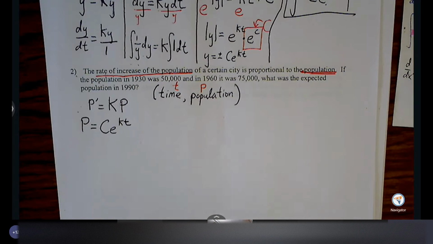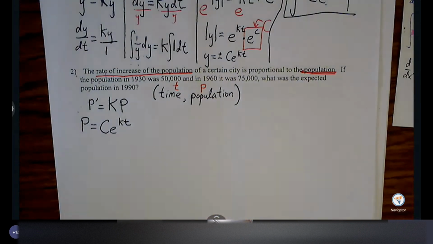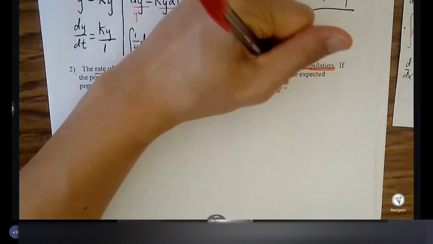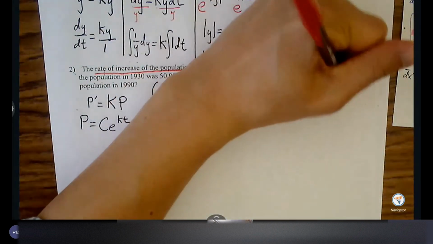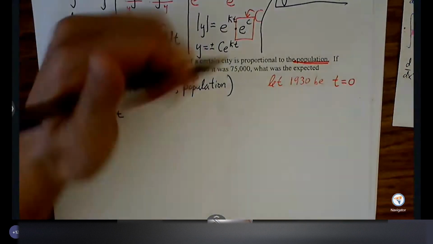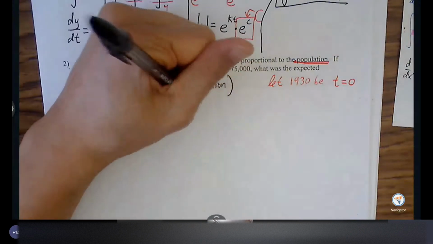The reason why is because if we can involve 0 as our ordered pair, it'll make things easy and clean up our terms a lot faster. So the earliest time value that we see, we'll let that be 0. So we're going to let 1930 be t equals 0. So that means year 0, population is 50,000.